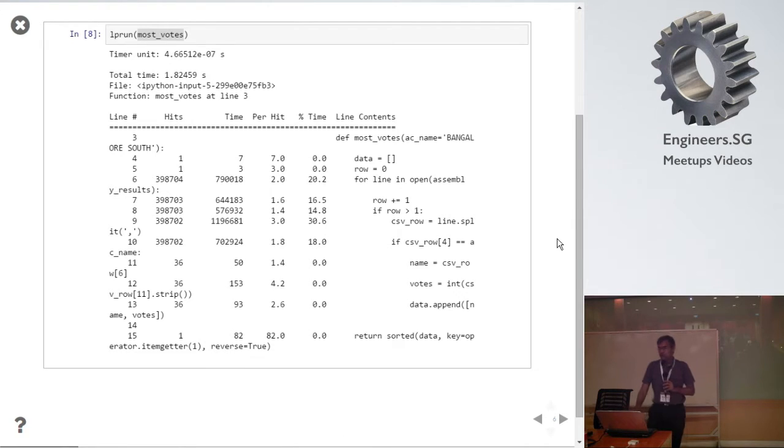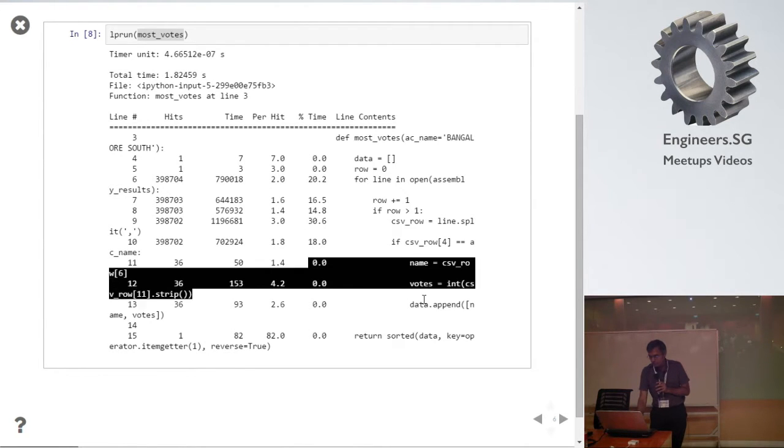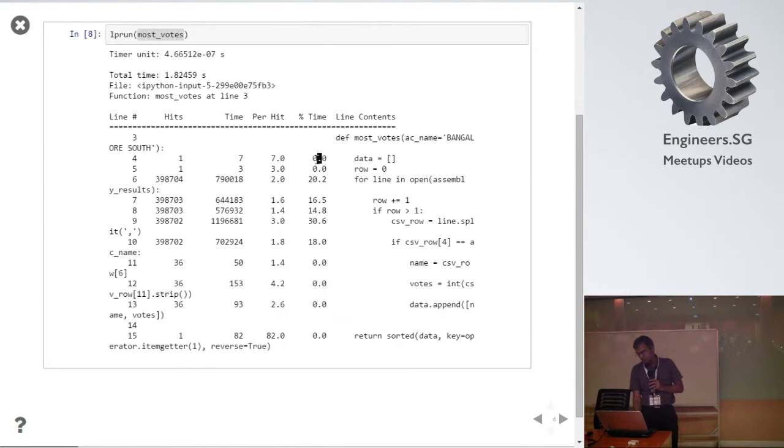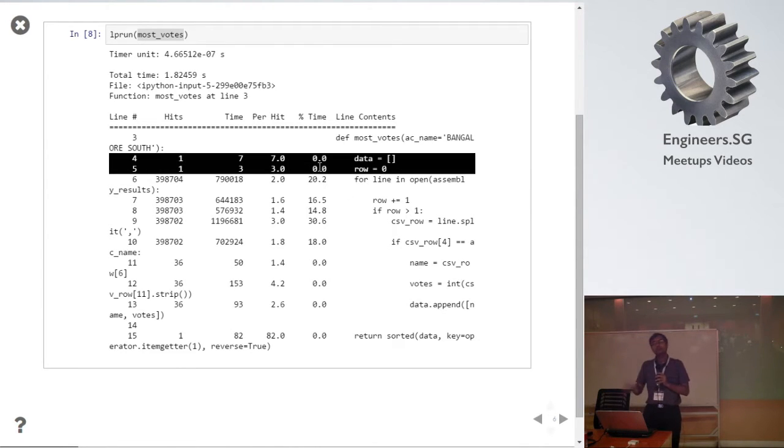So I know that I do not have to worry about these three lines. I don't even have to look at them. I don't have to look at these two lines. It narrows the problem space down to what I need to optimize, and it gives me a sense of in what order I need to optimize as well.